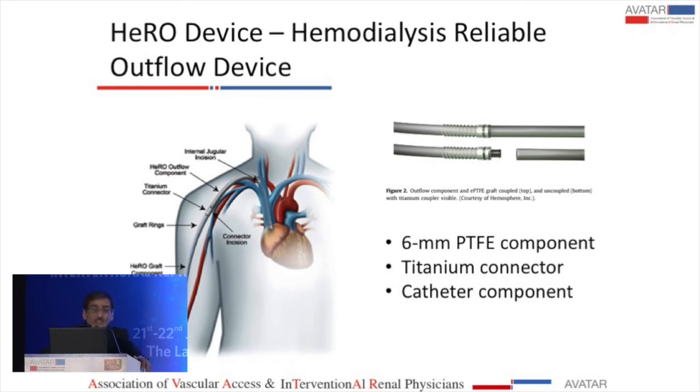So what exactly is HeRO device? So HeRO device, it's a hybrid device that has a graft component, which is your standard 6 mm PTFE graft. There is a titanium connector to which is connected a catheter segment, which is like our regular tunneled catheter, and the other end of the catheter sits freely into the right atrium. So essentially you have a PTFE graft that is tunneled into the arm, connected by a titanium connector, and a catheter segment that is left into the right atrium. And during dialysis, it's the graft segment that is cannulated like a regular PTFE graft.